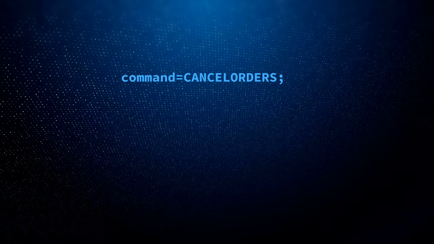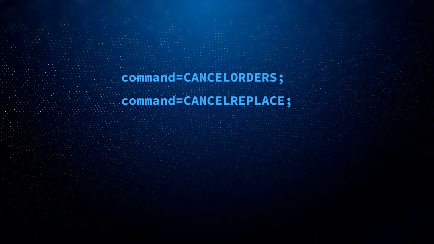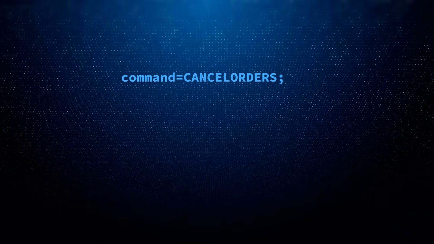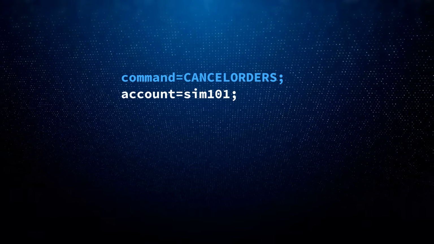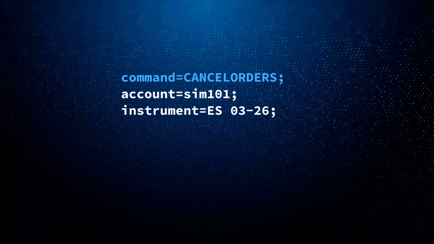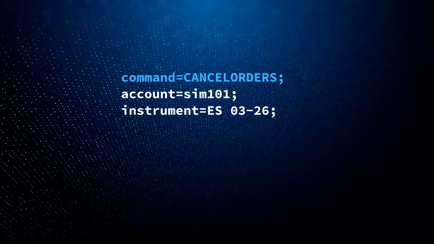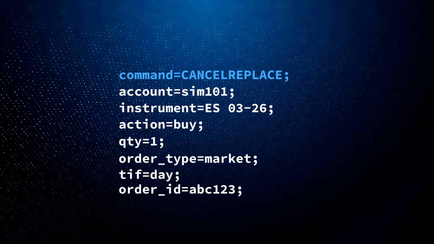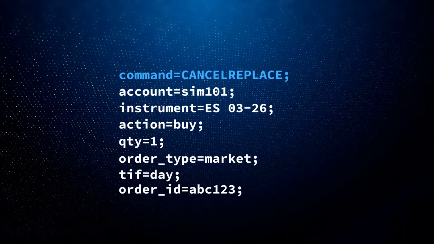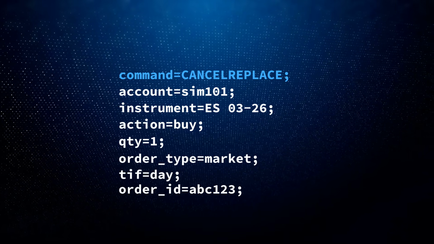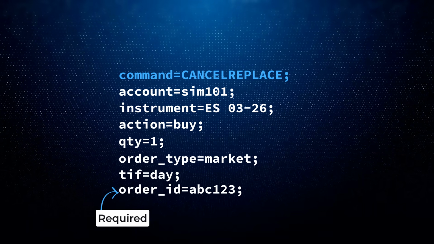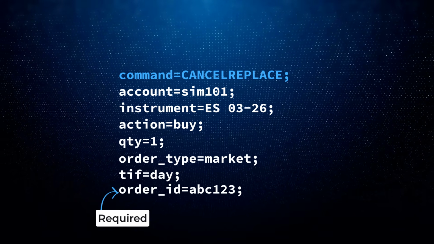To fill in the blanks here, we created cancel orders and cancel and replace. Cancel orders is similar to the flatten positions command and provides the option to either cancel all orders in an account or optionally cancel all orders in an account for a specific instrument. Cancel and replace is a combination of a cancel order and a place command that accepts similar parameters. The caveat is that the place command will only proceed if and only if the order exists and was successfully canceled.